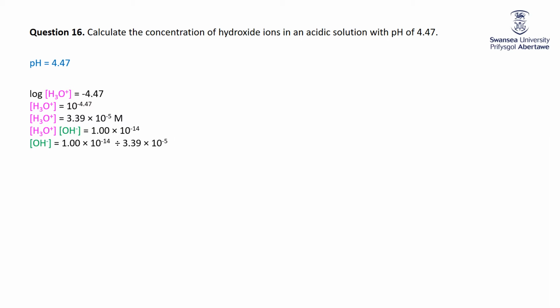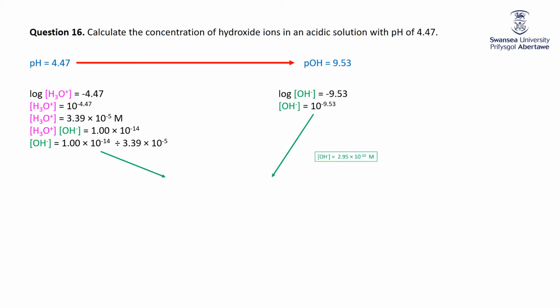Alternatively, you could use the other relationship, which is that pH plus pOH equals 14. So if the pH is 4.47, the pOH is 9.53. Now do the same type of relationship. Log of OH- is minus 9.53 therefore. So the OH-, whichever way you do it, is 2.95 times 10 to the minus 10 molar. You can either work it through to get the H3O+, then the OH-, or you can get the pOH from the pH and then get the OH- that way.